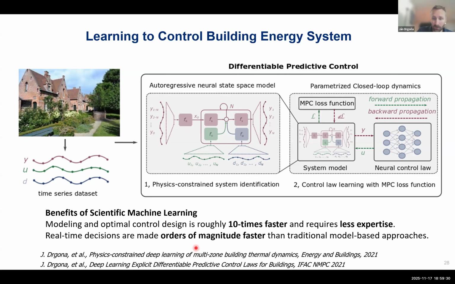And typically we are getting orders of magnitude faster inference time. That's really one of the reasons why you want to have these approximate control policies as opposed to solving the full problem in real time.